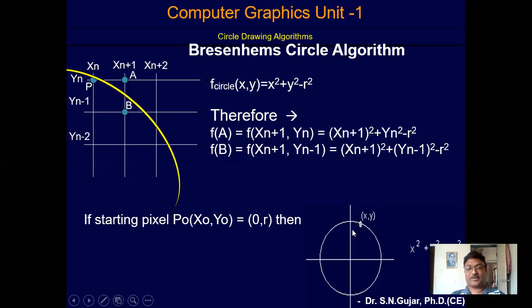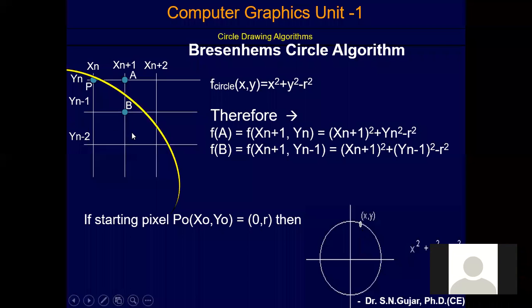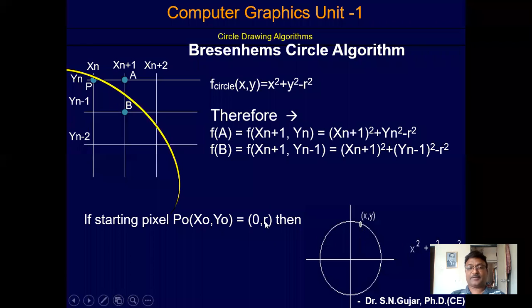Suppose this is my starting point. I have started somewhere, that is x1. So my starting point is x0, y0, and this is my xn, yn. Suppose I have the starting point x0, y0, and I have considered 0 and r, because I have to start somewhere. At the start I have only the radius and the center, so from that center I consider 0 as my x0 value and y0 value as r.